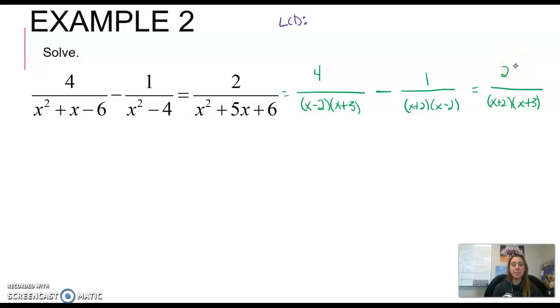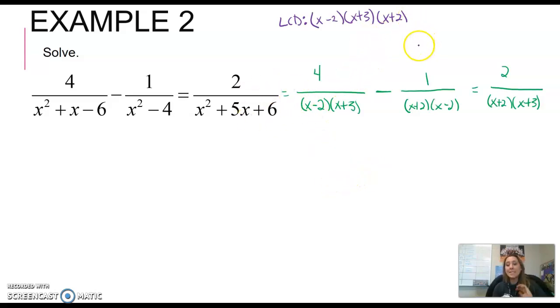Now my next step is to list my lowest common denominator. First off, I do have an equal sign, so I know I'm going to be able to use my solving method where I multiply everything by the least common denominator. I'm going to start with x minus 2, and then x plus 3. This one has an x plus 2, which I don't have written down yet, but I do have x minus 2 written down. And this has an x plus 2, which I have right here, and an x plus 3, which I have right there. So my least common denominator is that.